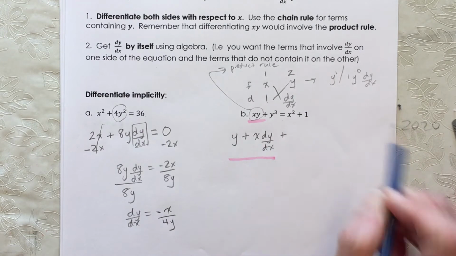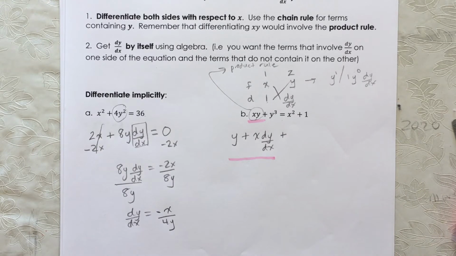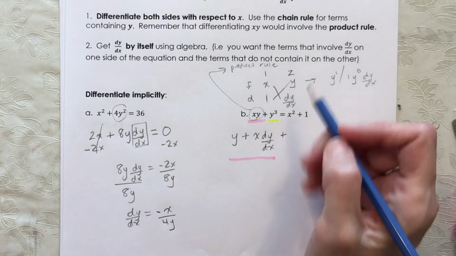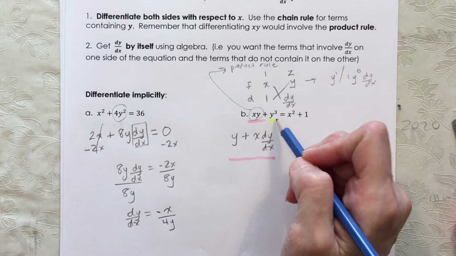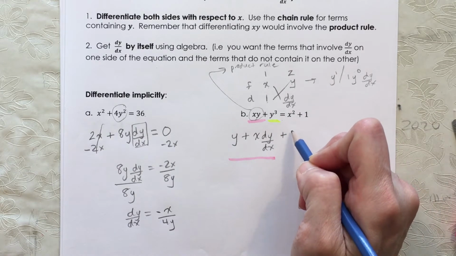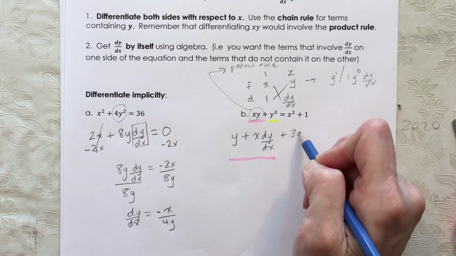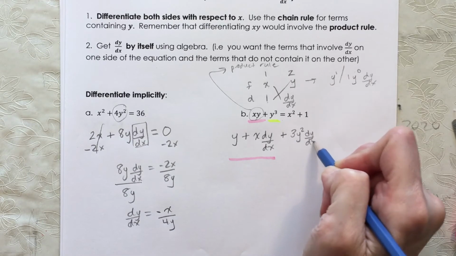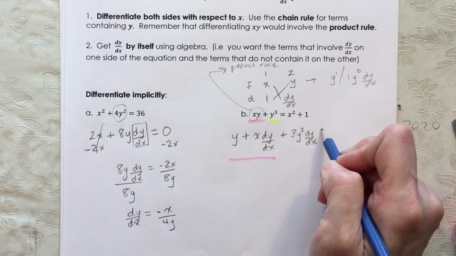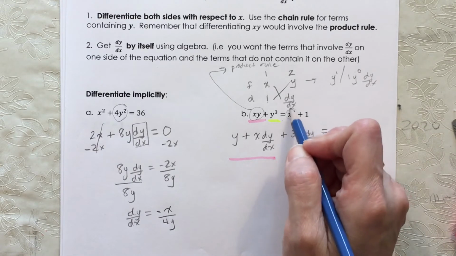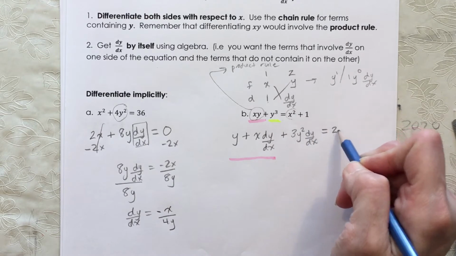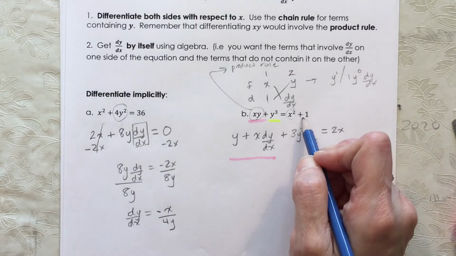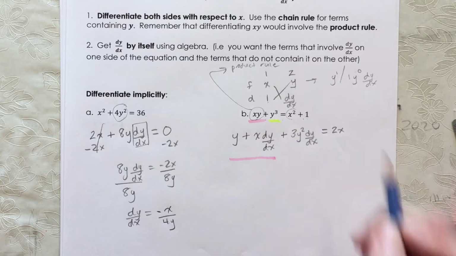Now plus the derivative of y cubed with respect to x. So that's going to involve the chain rule. So the derivative of y cubed with respect to x is going to be 3y squared times dy by dx. And that's going to equal the derivative of x squared with respect to x, which is 2x, and the derivative of 1, any constant, with respect to x is 0.